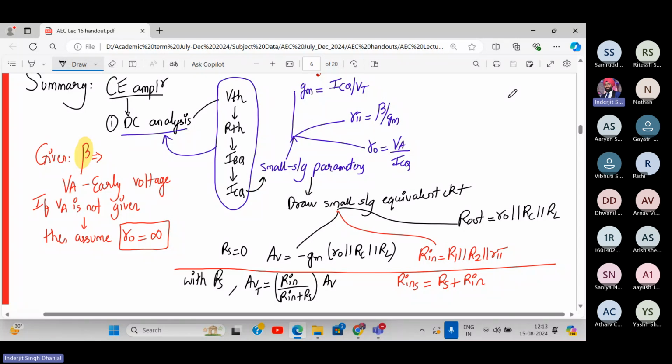So this is the procedure we need to follow, and it's a very famous numerical. Sometimes in the numerical, the Q point is given, or the small signal parameters are given. For example, they can give you GM directly. In that case, there is no need to solve DC analysis. You can directly substitute the formulas GM, R pi, and RO. Sometimes they give the value of R pi and GM in the numerical itself, so you need to use those formulas and directly jump to calculating AV, Rin, and R out.